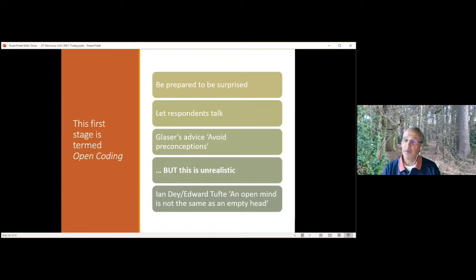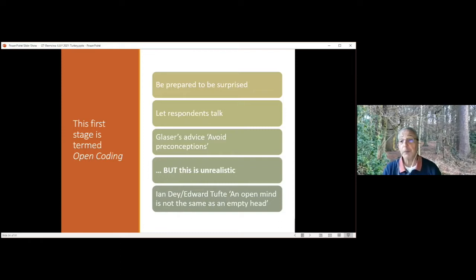Glaser's advice for grounded theory is avoid preconceptions. The reason he says this is because he wants you to be prepared to be surprised. But none of us can avoid preconceptions; none of us know what our preconceptions actually are. The saying that's often quoted, often by Ian Day, although I think it's also been said by Edward Tufte, is an open mind is not the same as an empty head.